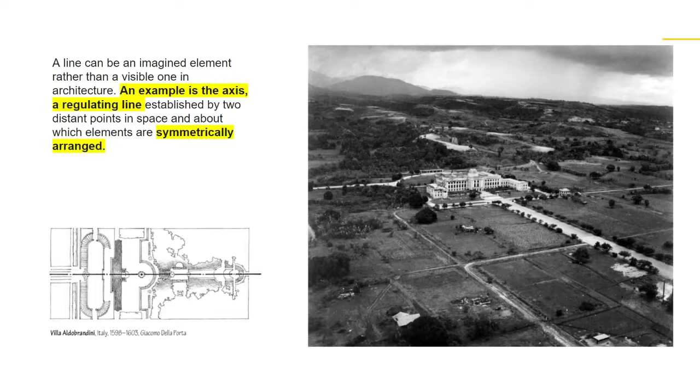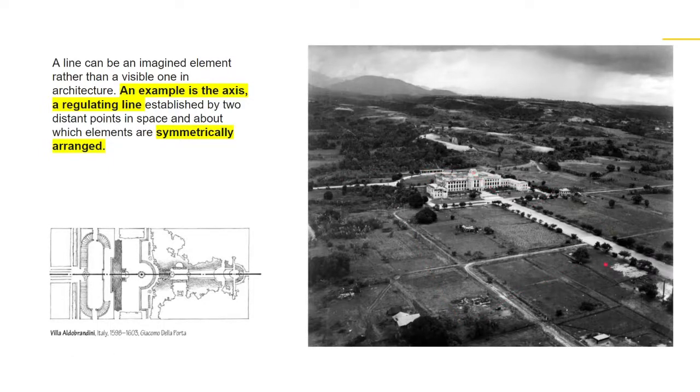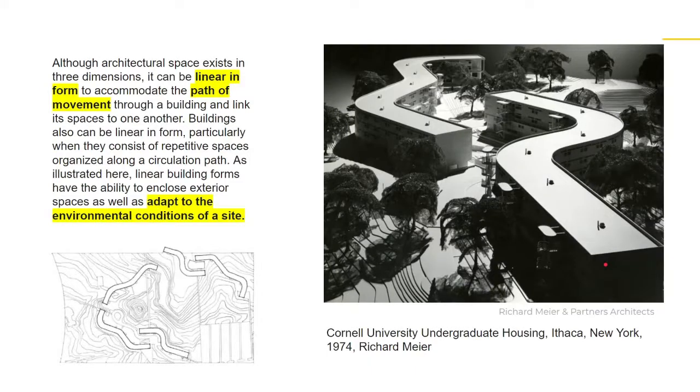are symmetrically arranged. So in this plan, you have a symmetrical arrangement of plan, or the planning of a space, or the planning of an area. Although architectural space exists in three dimensions, it can be linear in form to accommodate the path of movement through a building and link its spaces to one another.